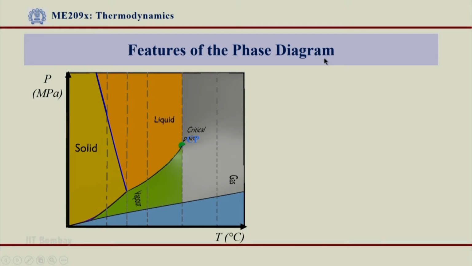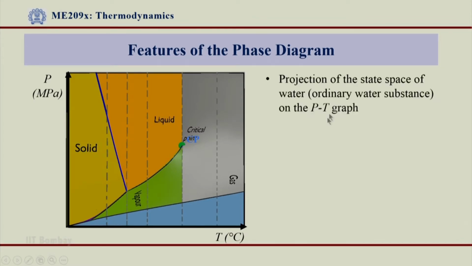So, features of the phase diagram. What I am showing here is a pressure temperature diagram that we have just seen. You can see solid, liquid, vapor region here and also gas in this region. This is the projection of the state space of water on the PT graph. What you see here are all the phase transition lines: the solid to liquid phase transition line, the liquid to vapor phase transition line, and the solid to vapor phase transition line.